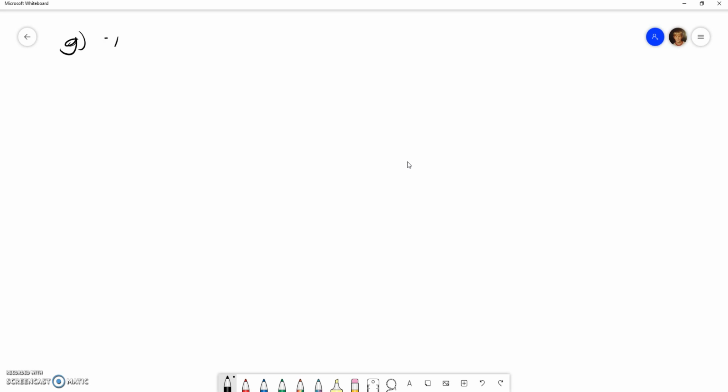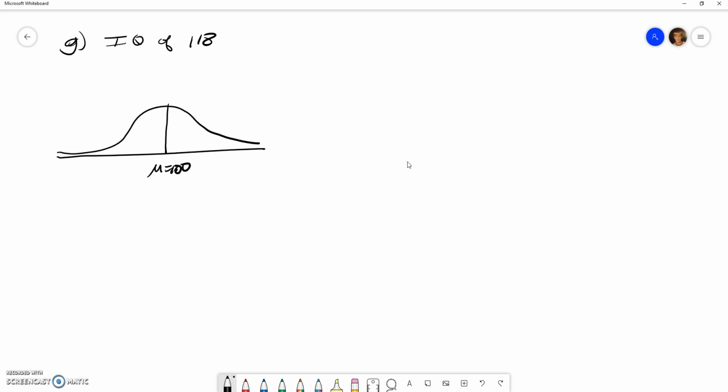Percentile for someone with an IQ of 118. So let's draw this out to get a really good understanding of what we're looking at. There is our average right in the middle. The normal distribution has a standard deviation of 15, and an IQ of 118 is right there. So we want to know this percentile.